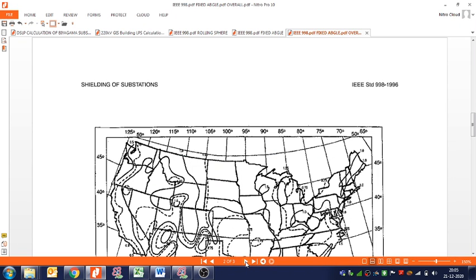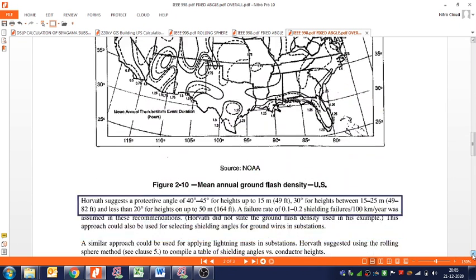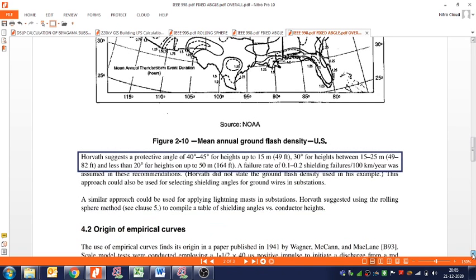So let us check what the angles alpha and beta are through this standard. And one more thing, this 45 and 30 degrees is not common for every structure height. This is limited. If the structure height or the lightning protection height is up to 15 meters, then only this 45-degree angle is applicable. If the structure height increases from 15 to 25 meters, in that case this angle will be reduced.